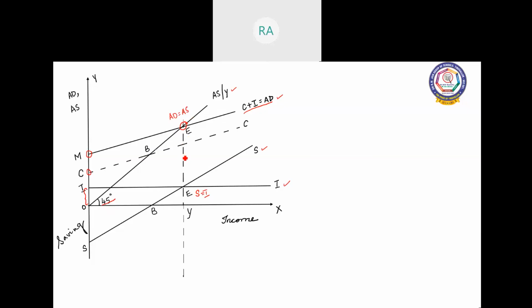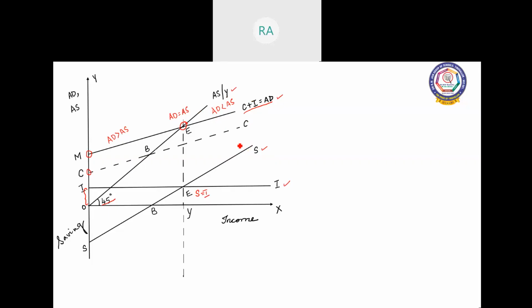Now, what the producers wish to produce is exactly equal to what the households wish to buy in the economy. All the output planned by the producers is purchased by the households in the economy. At this point, there is no undesired stock with the producers. Up to point E, or the left side of point E, AD is greater than AS. You can see AD greater than AS. Beyond point E, or the right side of point E, AD is less than AS. Here, the economy does not spend the entire income for consumption and investment.